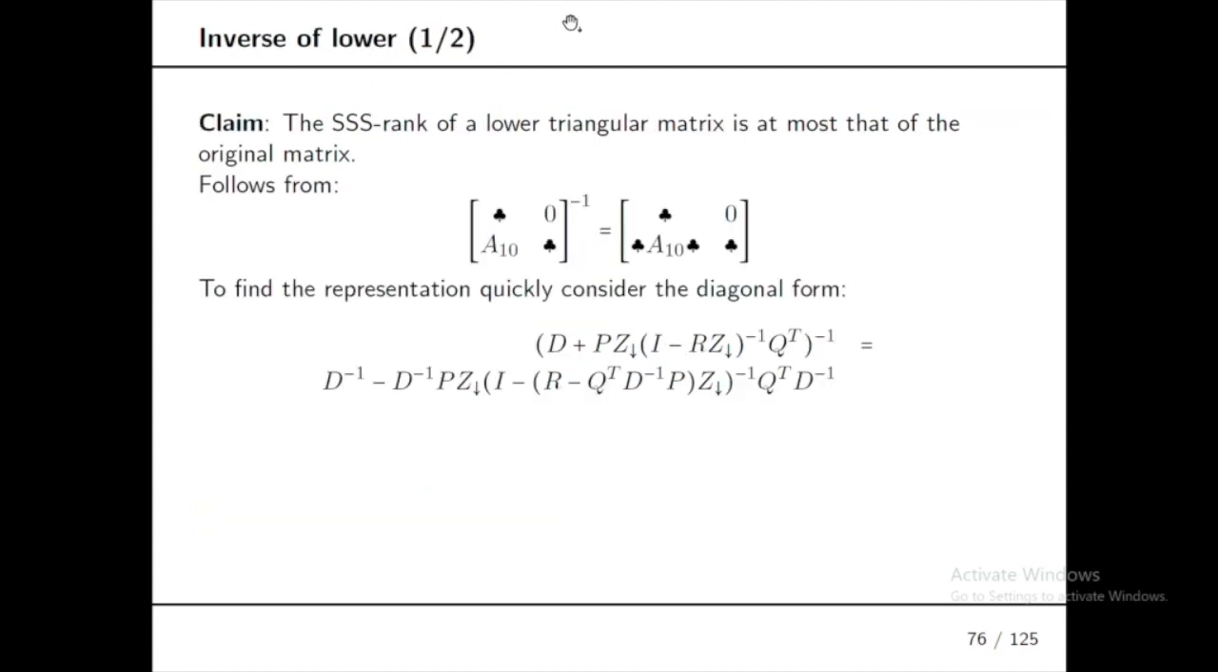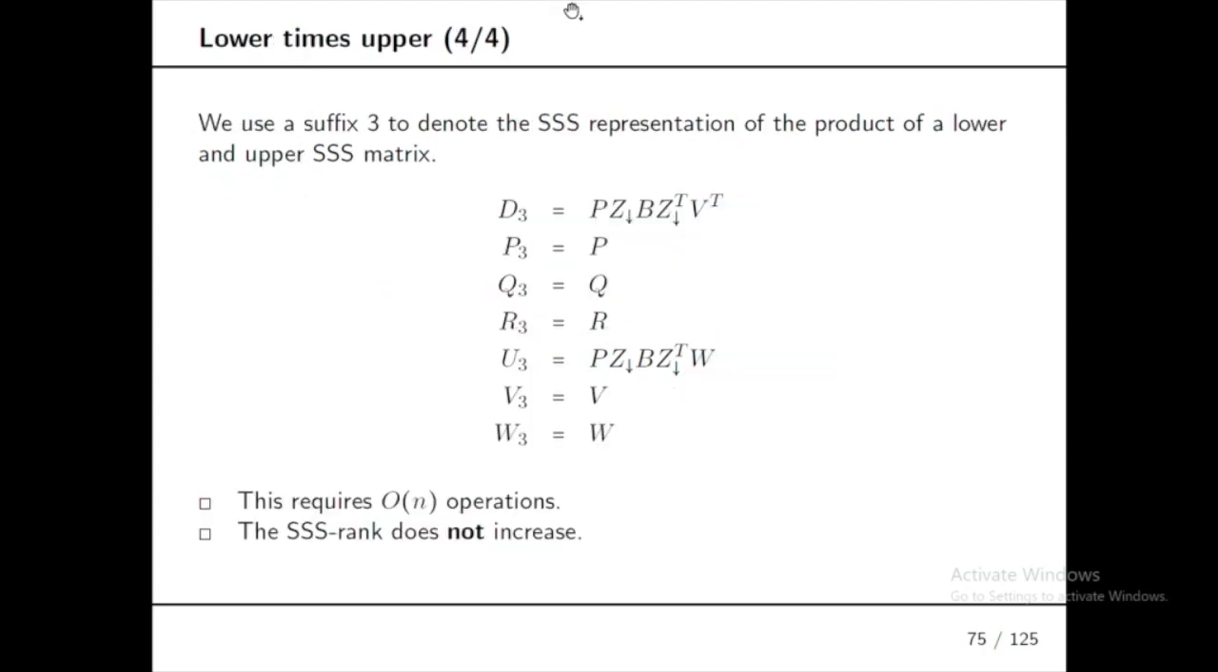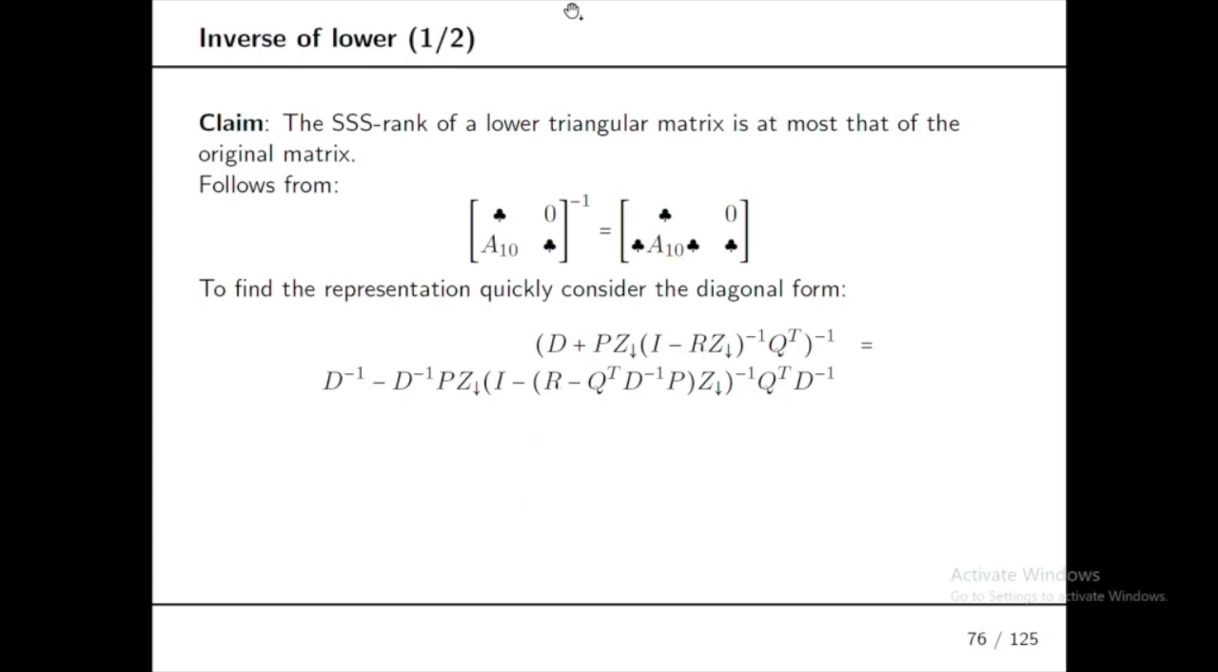Next, I'm going to look at the inverse of a lower triangular matrix. Lower times lower is actually easy, so I skipped that one. I think I skipped it, at least in the slides. Am I almost done? I'm down to 20 minutes. I should speed up maybe.